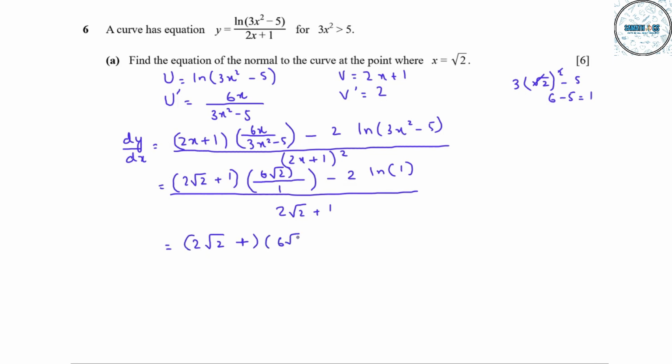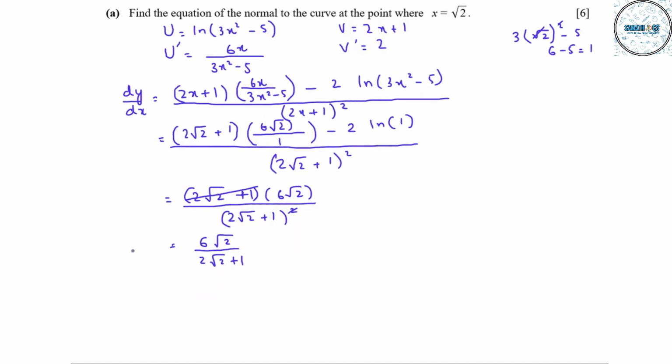When we simplify it, we get (2√2 + 1) into 6√2, minus 2 ln 1, and ln 1 is 0. So we will not be writing minus 0 upon (2√2 + 1) whole squared. Now we will cancel out this (2√2 + 1) by (2√2 + 1) as it is squared. So we have here 6√2 upon (2√2 + 1).